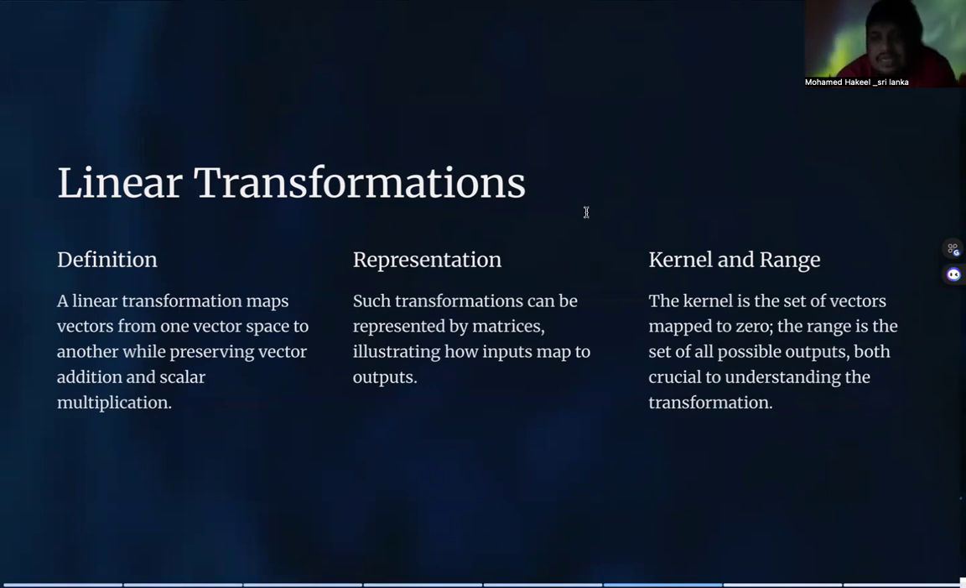Kernel and range. The kernel is the set of vectors mapped to 0. The range is the set of all possible outputs, both crucial to understanding the transformation.